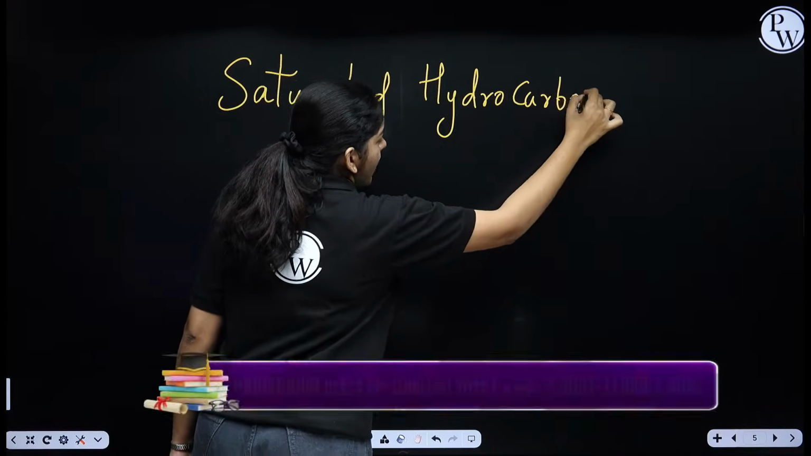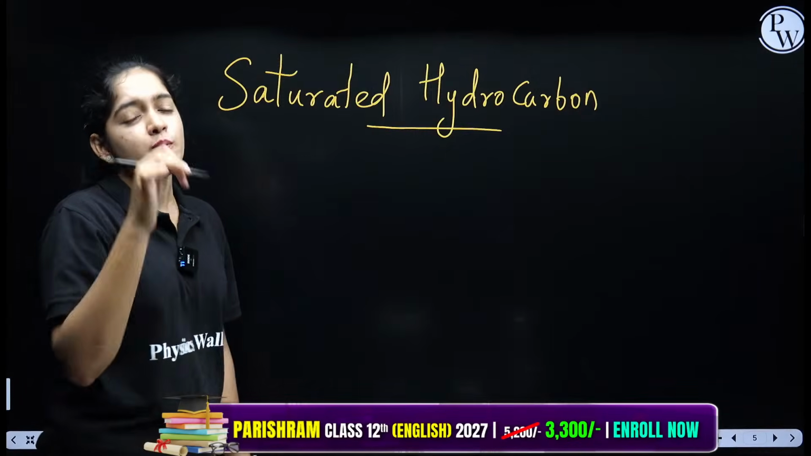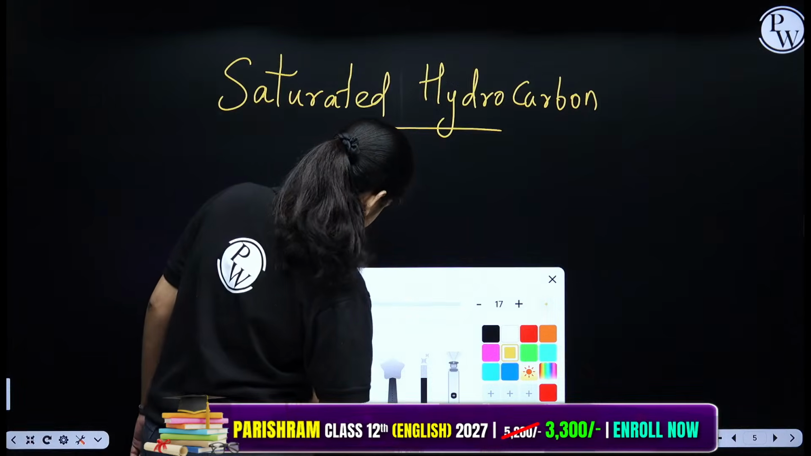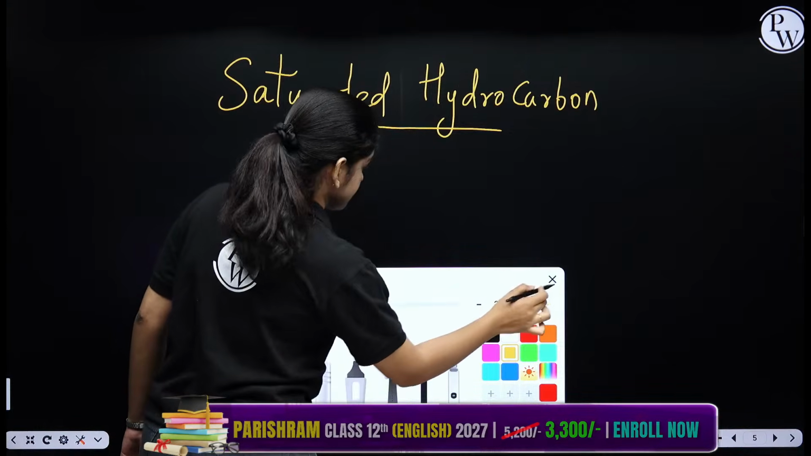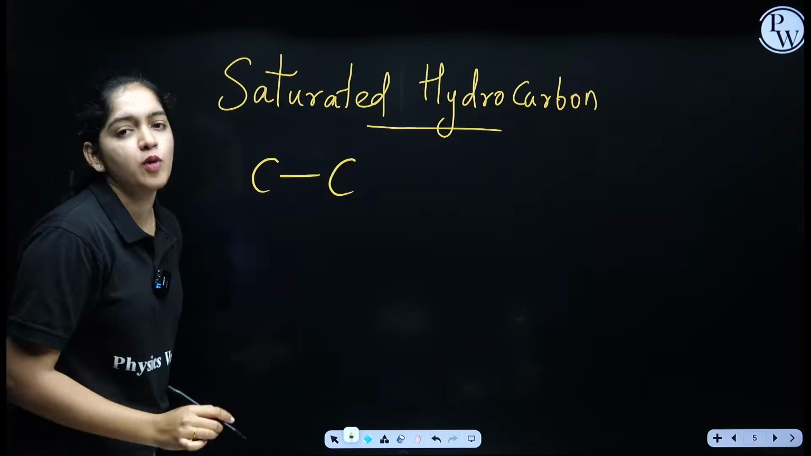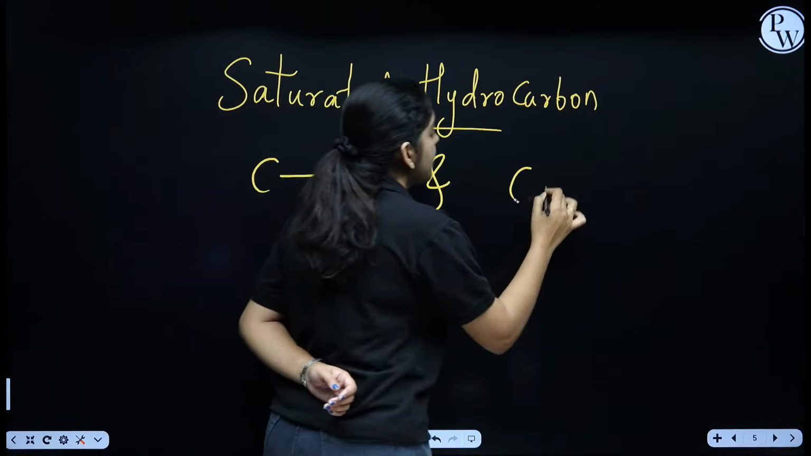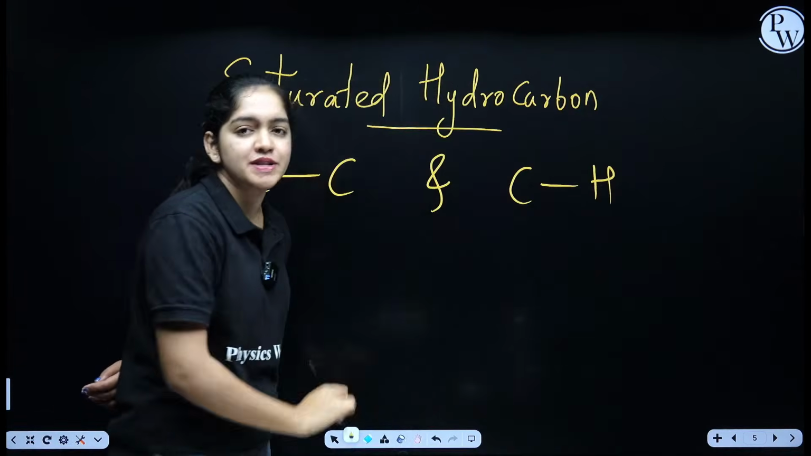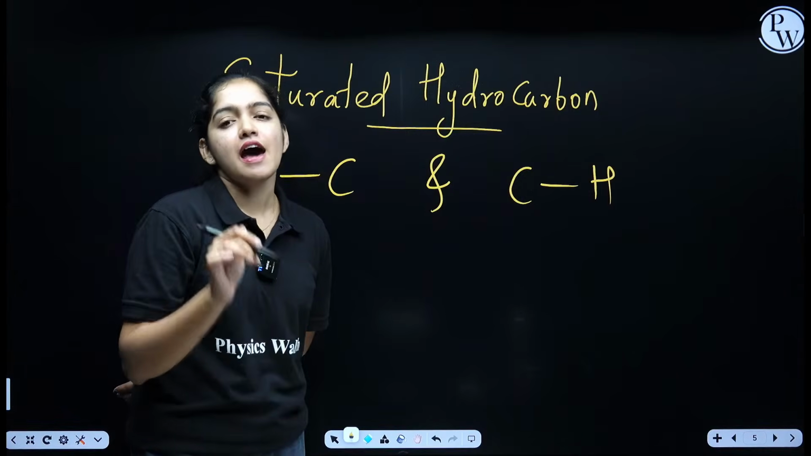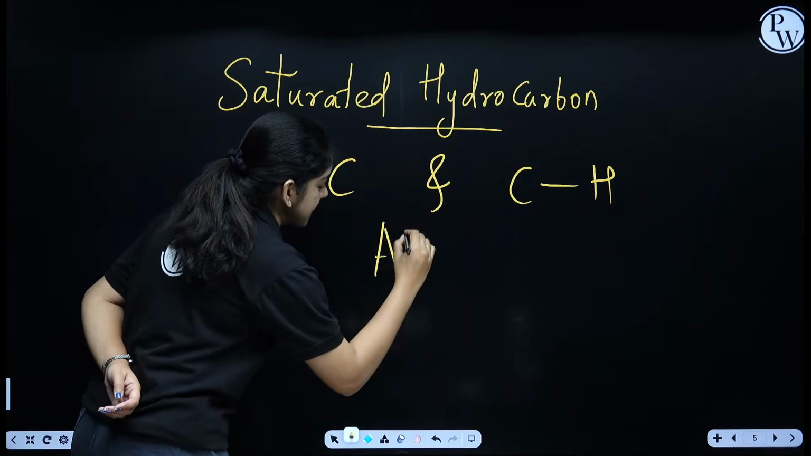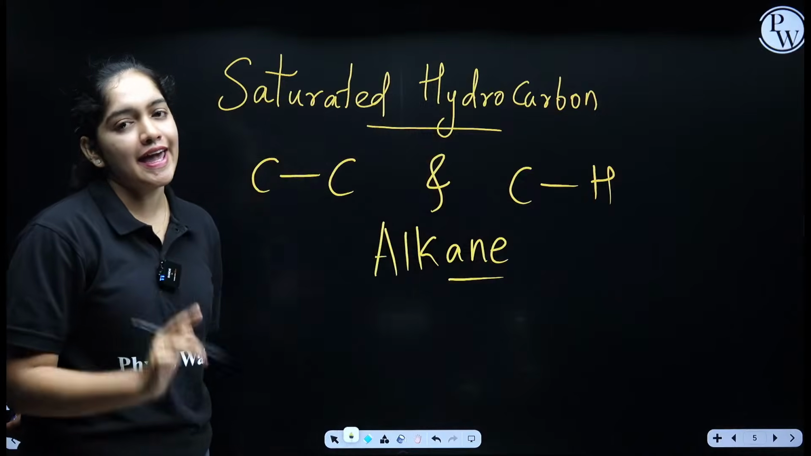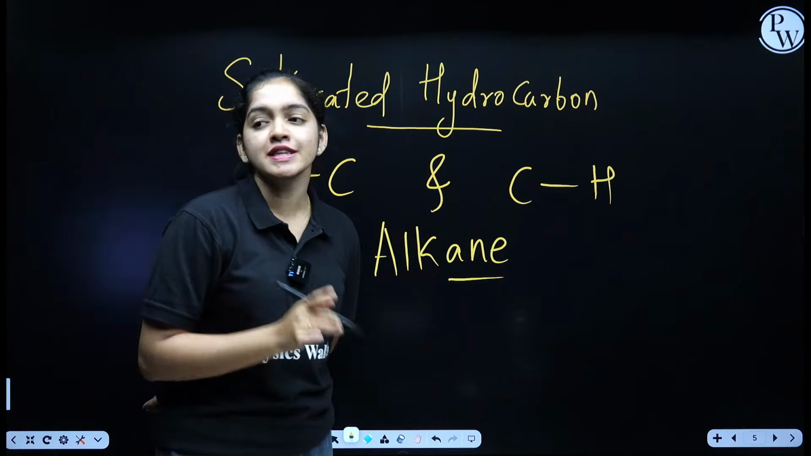Saturated hydrocarbon. This is the basic thing that we need to know before going to class 11 and 12. Saturated hydrocarbon means carbon-carbon containing a single bond between them, or carbon-hydrogen also having a single bond between them, are known as saturated hydrocarbons. And the main thing is that they are also known by the name alkanes, ALKANE, and their name is ending with ANE. Don't forget that the name will be ending with ANE.